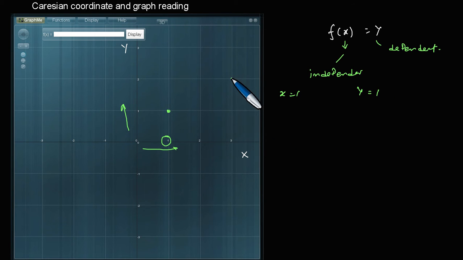Next, let this be the point. So what can we say? We can say that at x equals 3, y is 2. Y equals 2. In this way, we can understand any point. Why am I doing this? Because this is very important for understanding any physical system.